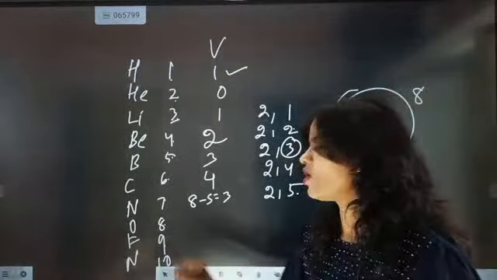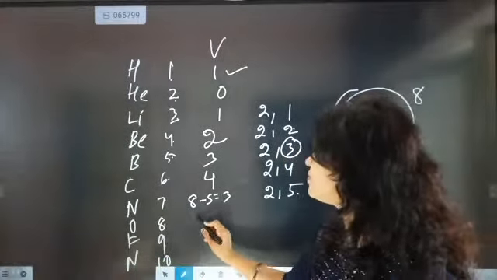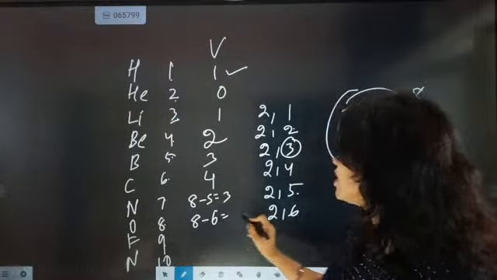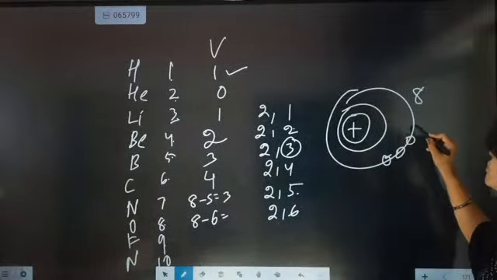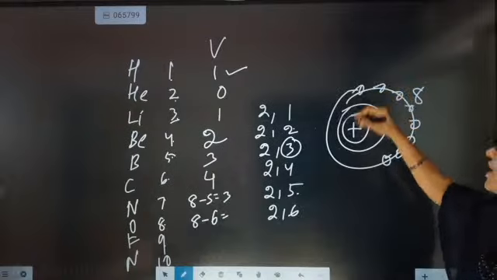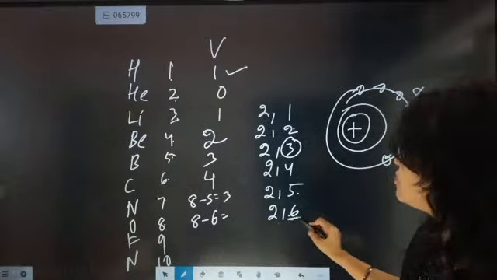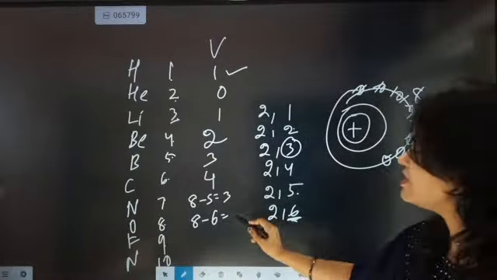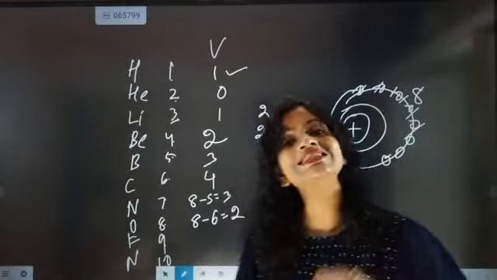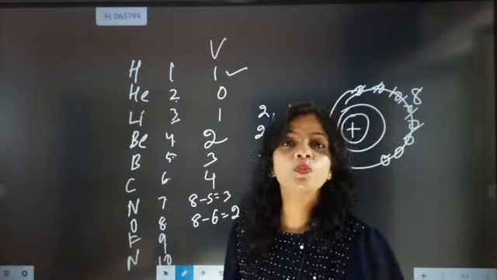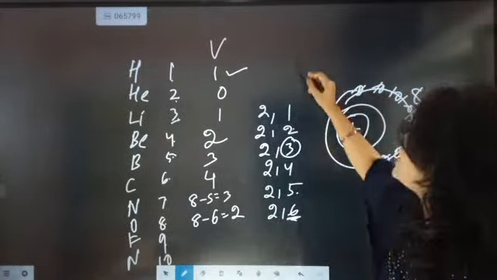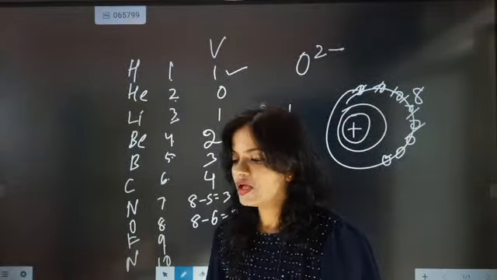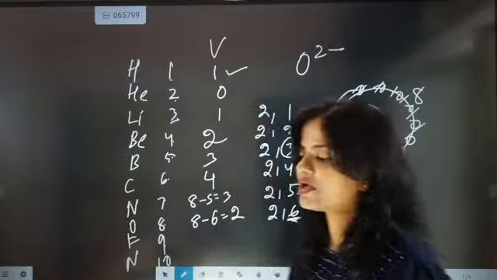Now oxygen's atomic number is 8, so it will become 8 minus 6, because the outermost orbit has 6 electrons. So 8 minus 6, the valency is 2. It means it needs 2 electrons to become stable. And that's why you might have seen that oxygen becomes stable after taking 2 electrons.